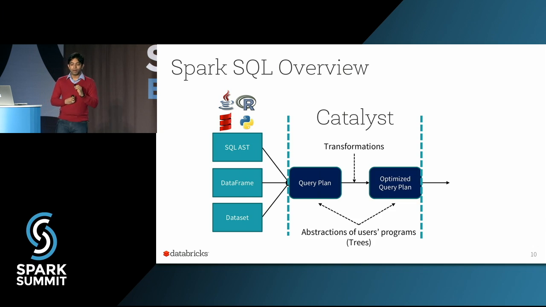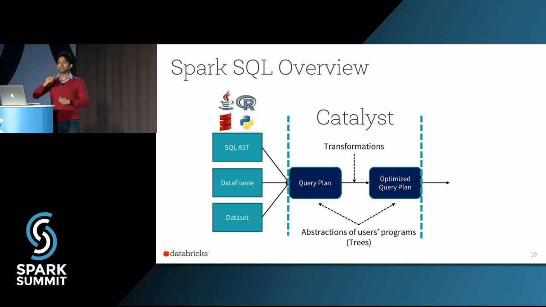Now, a query plan in SparkSQL is essentially an abstraction of the user's program. We also call them trees. Catalyst essentially applies a series of transformations on each of these query plans, or each of these trees, and tries to come up with the most optimal query plan by applying a series of these transformations. And we'll talk about these trees and transformations in much more detail in the next part of the talk.